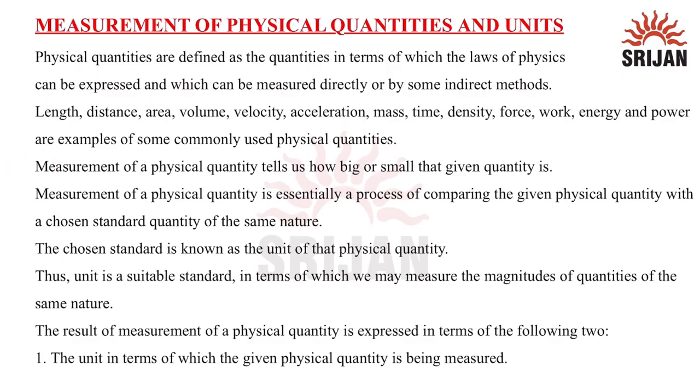Now, measurement of a physical quantity tells us how big or small the given quantity is. Measurement of a physical quantity is essentially a process of comparing the given physical quantity with the chosen standard quantity of the same nature. The chosen standard is also known as the unit of that physical quantity. Thus, a unit is a suitable standard in terms of which we may measure the magnitudes of quantities of the same nature. Now, the result of measurement of a physical quantity is expressed in terms of the following two. First is the unit in terms of which the given physical quantity is being measured.